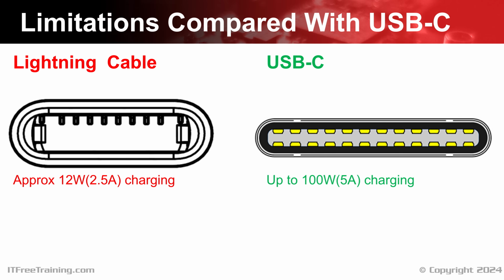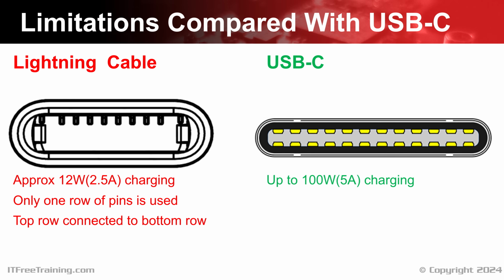The reason that the Lightning cable is not able to deliver the same power as USB-C comes down to it not having the same number of usable pins as the USB-C connector does. With the Lightning connector, only one row of pins is used. In order to allow the cable to be put in upside down, the top row is connected to the bottom row. The connector then simply detects which way the cable was plugged in. In contrast, USB-C uses all the wires. Therefore, since it uses more wires, it can transmit more power. As with Lightning cables, USB-C detects which way the cable was plugged in and changes the wires accordingly.